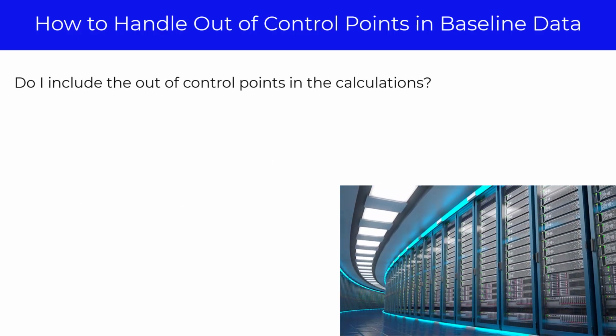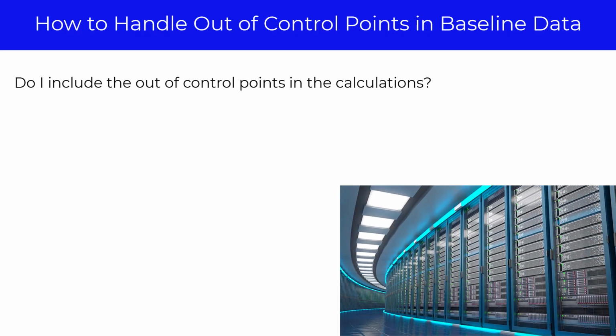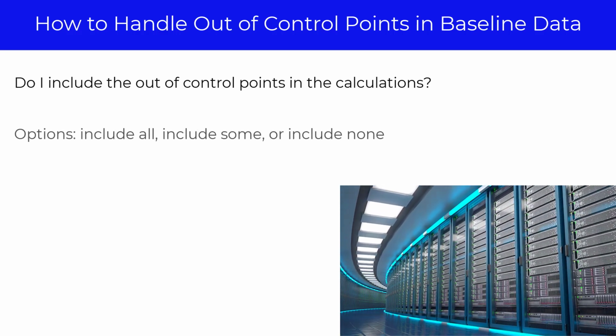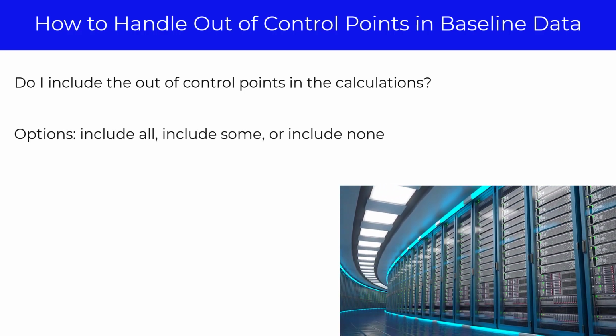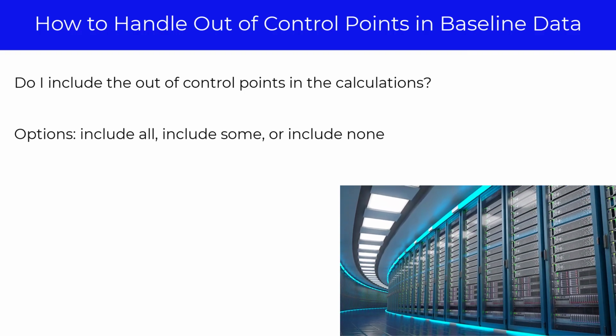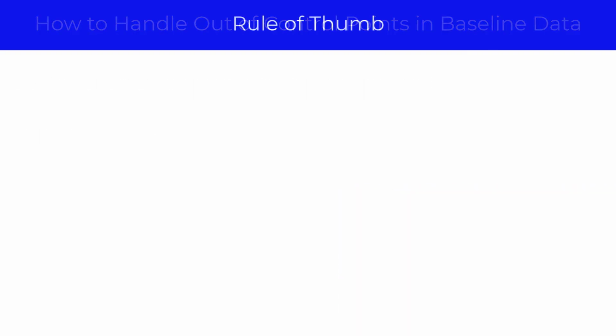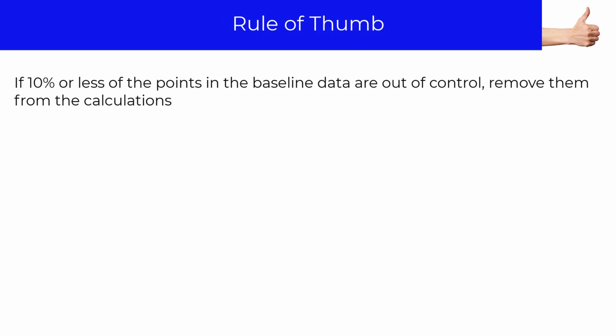But do I include the out of control points in the calculations? That's a very good question, because with your moving range chart out of control, you had a higher average range that increases the control limits on the X chart. So what do you do? Include all of them, include some of them, or include none of them?